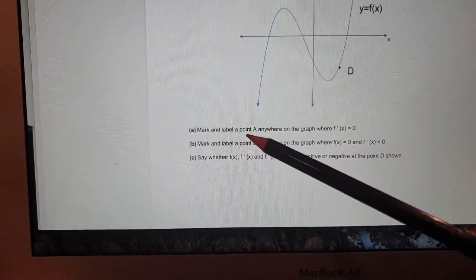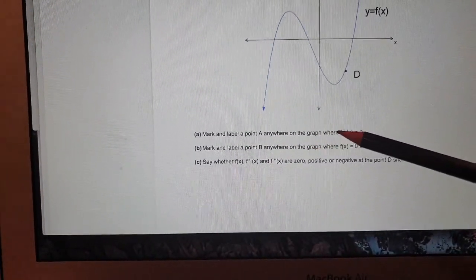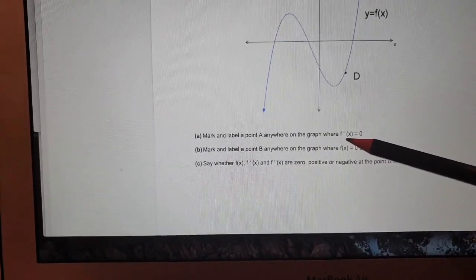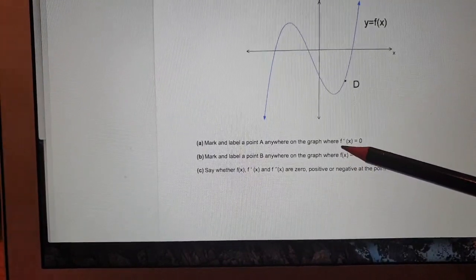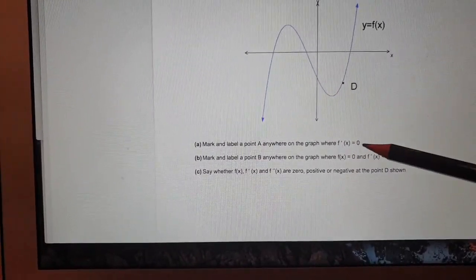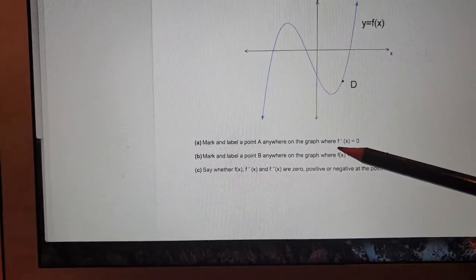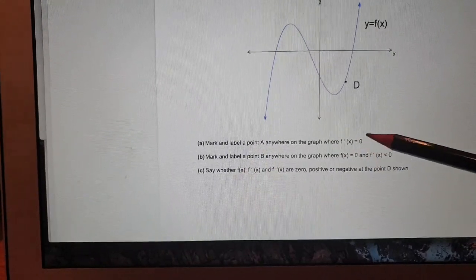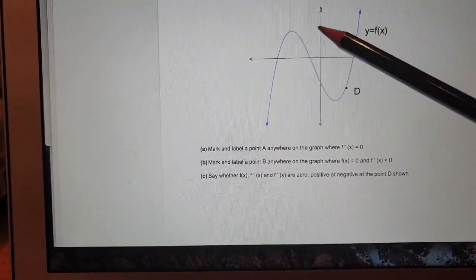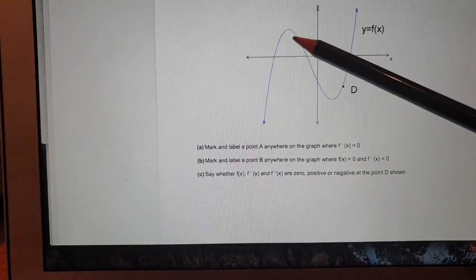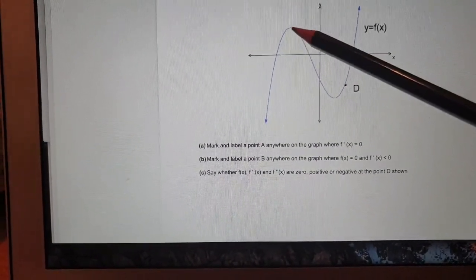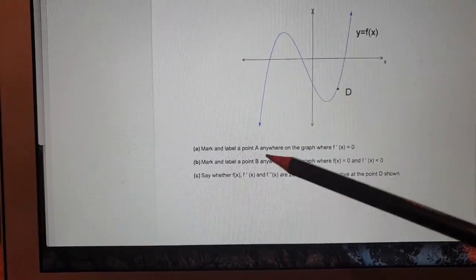Okay, so it says mark and label a point A anywhere on the graph where f dash of x equals 0. So this is the derivative equals 0, and I think about that in terms of a graph as the slope being 0. So anywhere on here, I've got to think about where is my slope 0. Well, slope 0 occurs at the maximums and the minimums, which is up here and here. So I could have labelled this point A or this point A.